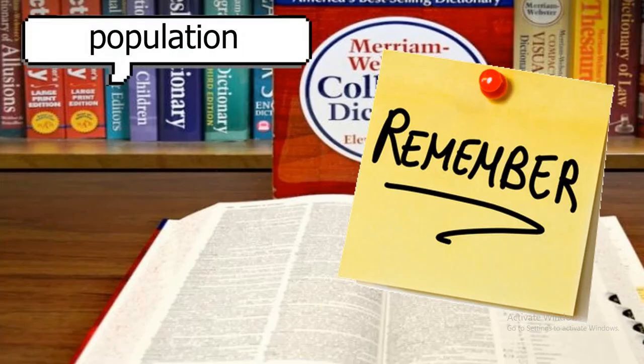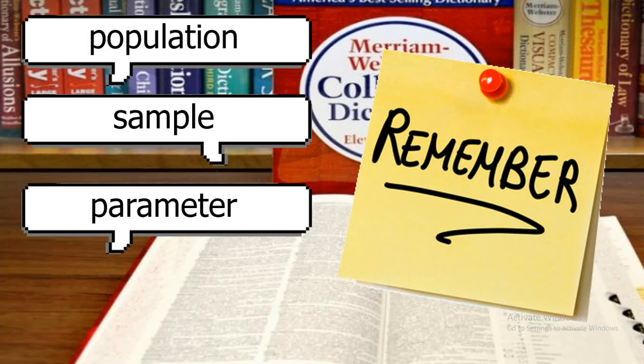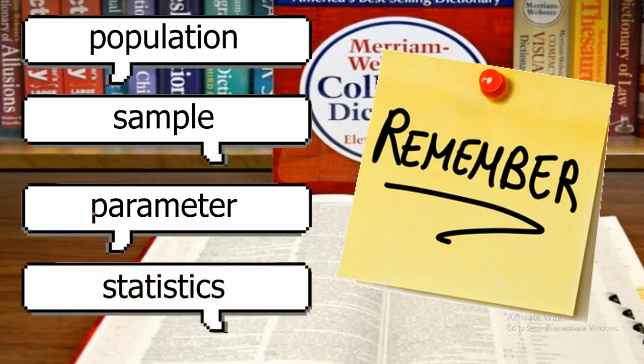So again, the first four terms you need to remember are population, sample, parameter, and statistics. Parameter and population both start with P. They are related terms, whereas sample and statistics both start with S, and they are related as well.